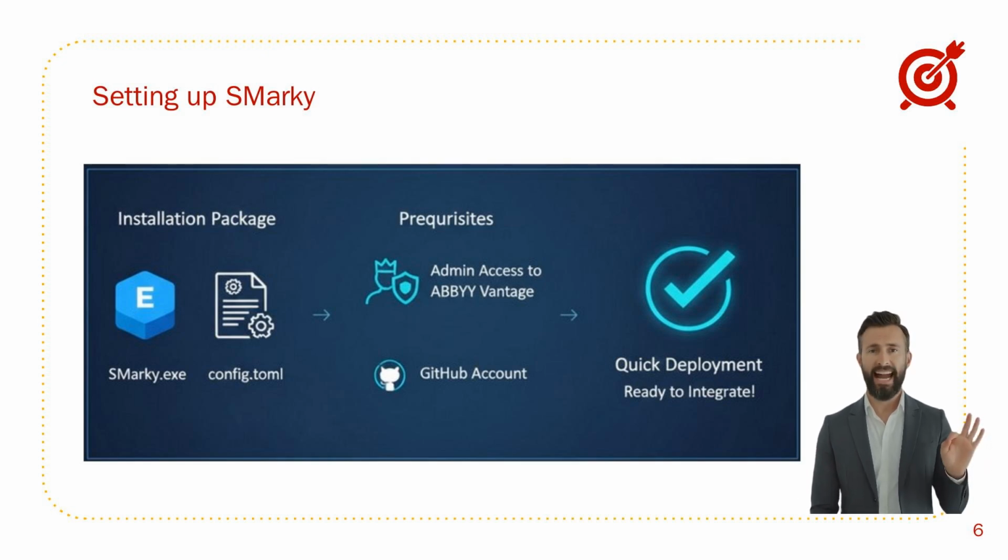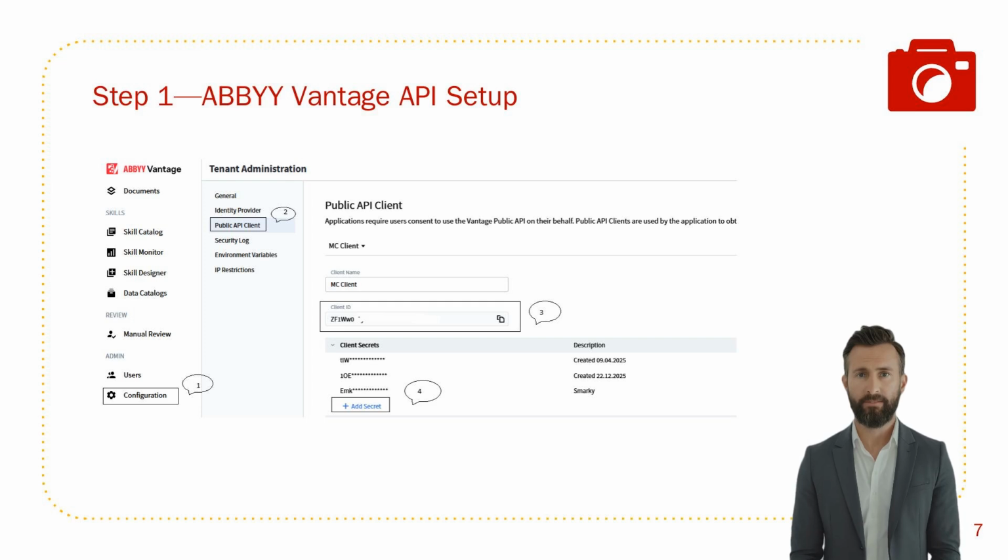Setting up SMarky is straightforward. Your installation package contains two files, the SMarky executable and a configuration TOML file. First, establish a secure handshake with Vantage. Select Public API Client under the Configuration menu. Here, you will get a unique client ID and generate a client secret.